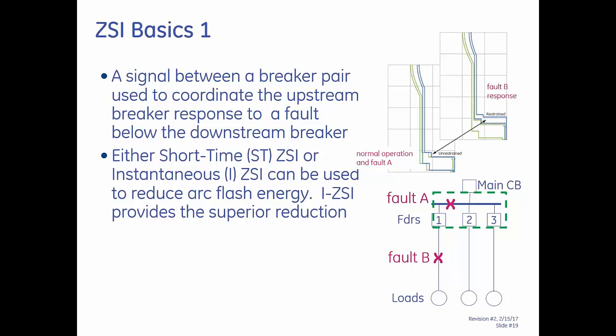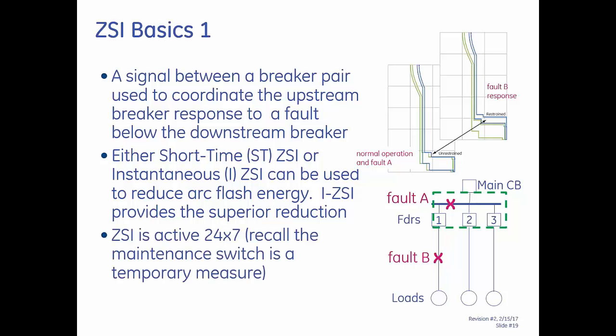So this can be done using short-time functions on the trip unit, or it can be done using instantaneous functions, or both simultaneously. But obviously, since the instantaneous response on the breaker is always faster than even the fastest short-time response on the breaker, then I-ZSI would provide the superior arc flash reduction. This is a 24/7 method. That is, it's basically wired at the factory with the trip units that have this capability. And of course, the correct settings need to be put on it to get the right arc flash reduction. But once that's done, it's 24/7 and no user intervention is required, unlike the maintenance switch.